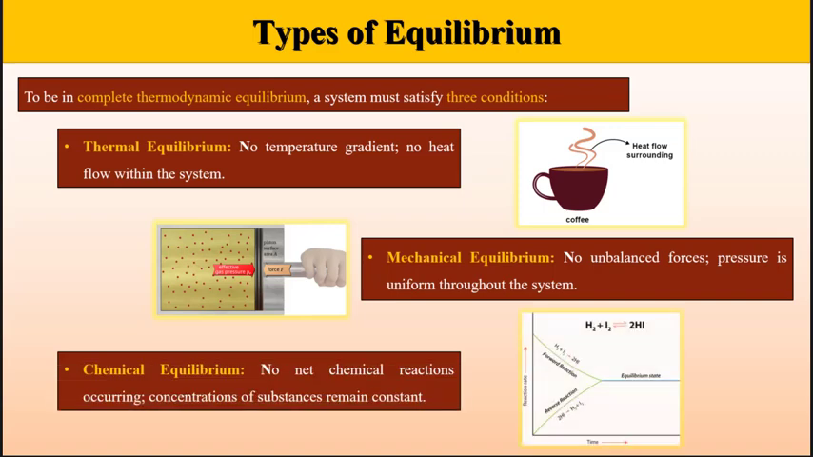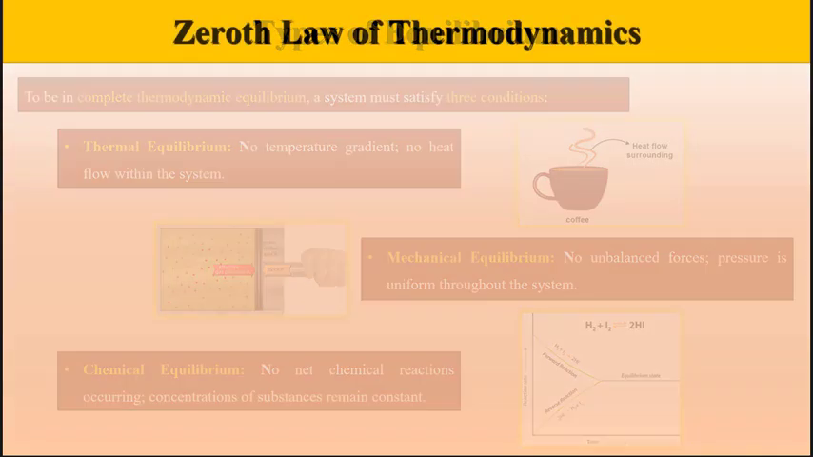Chemical equilibrium. At this point, no net chemical reactions are occurring, and the concentrations of the substances remain constant. For example, in a closed reaction vessel, the reversible reaction of hydrogen with iodine reaches chemical equilibrium when the rates of the forward and reverse reactions become equal.